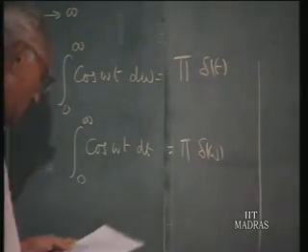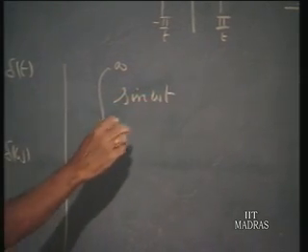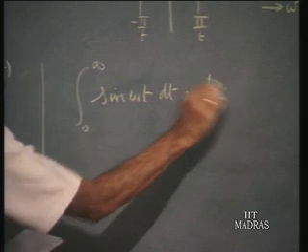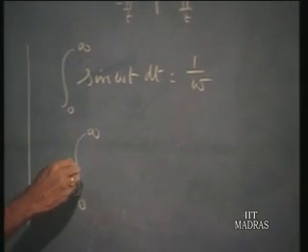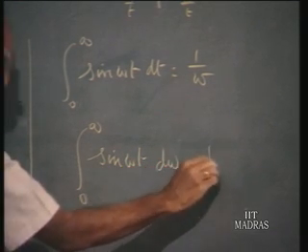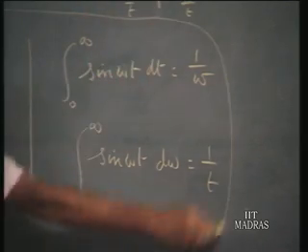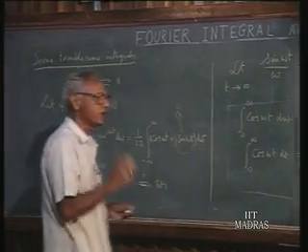And two more relations are useful. 0 to infinity sin omega t dt equals 1 over omega, and 0 to infinity sin omega t d omega is 1 over t. We assume these relations in our work when we derive the Fourier transforms of functions whose energy content may be infinite, may not be finite. So, these 4 relations are important for us.